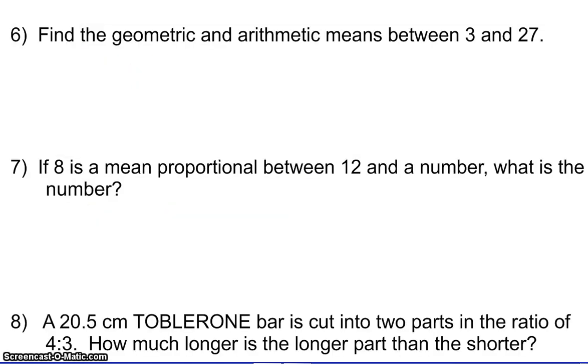So if we look at number 6, the arithmetic mean means that we just add 3 and 27, and there are two total numbers. We find out that the arithmetic mean is 15.